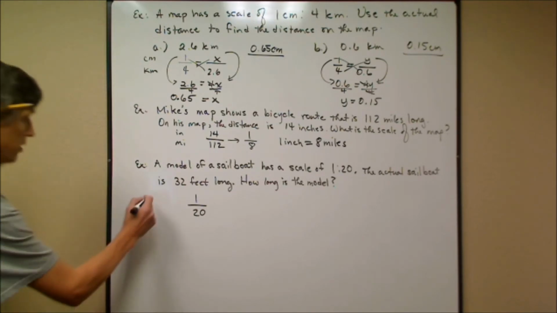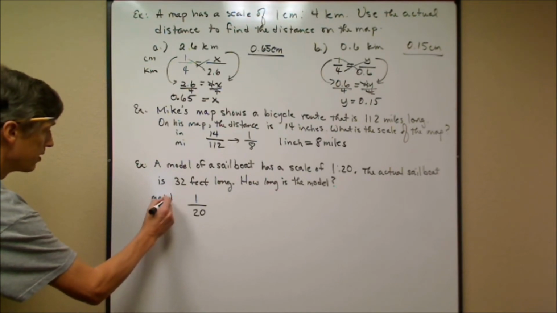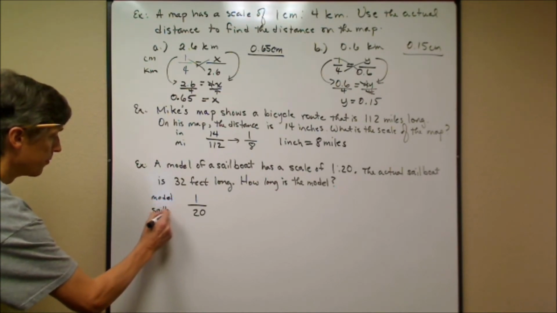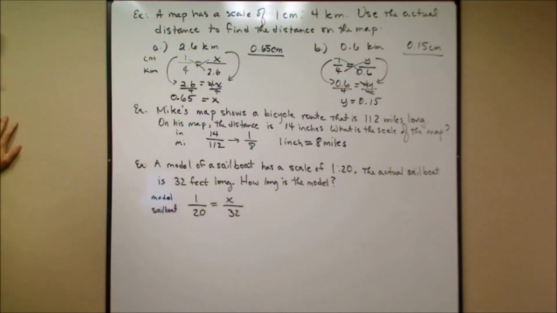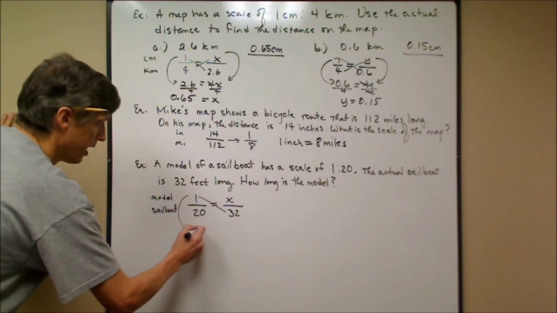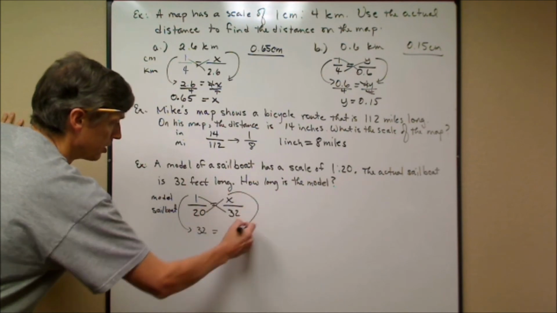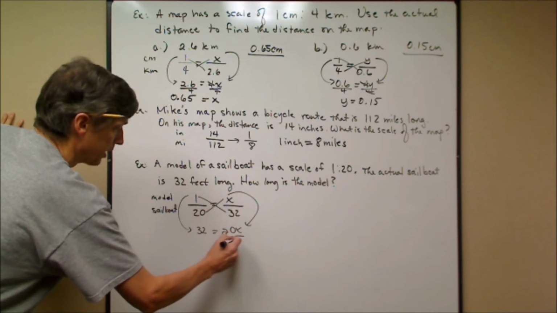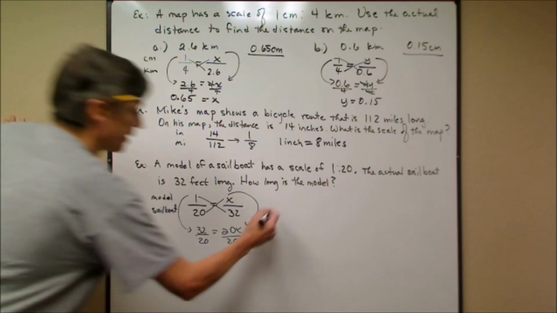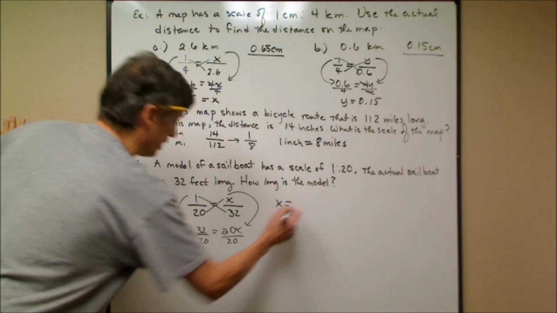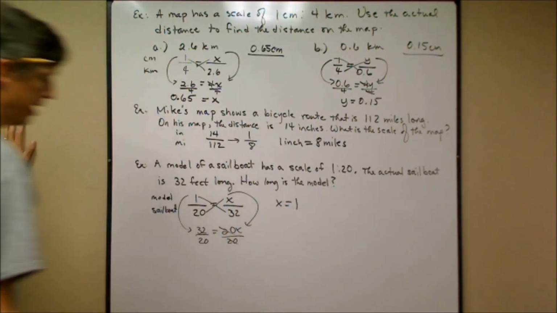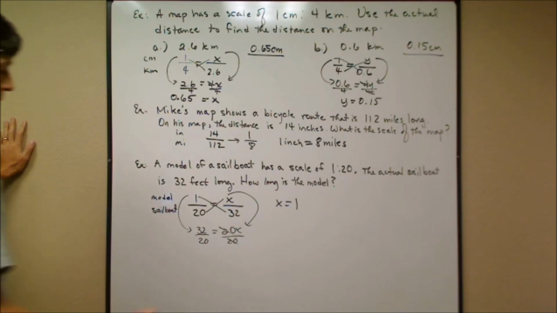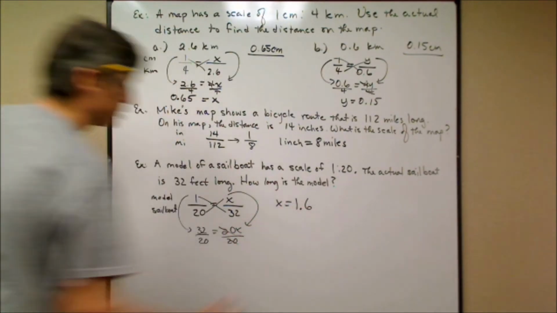Now remember, this is the model up here. This is the actual sailboat. So if the actual sailboat is 32, we want to know how long the model is. So I'll call that x. Well, here we go again. Cross multiply. I get 32 equals 20x. I'm going to divide by 20. So I'm going to get x equals, well, let's see, 20 goes into 32 one time, and 12 left over, that would be 0.6. I'm going to write it as a decimal, 1.6.